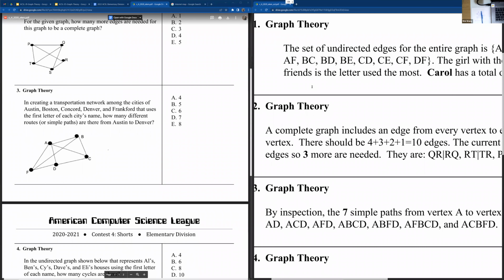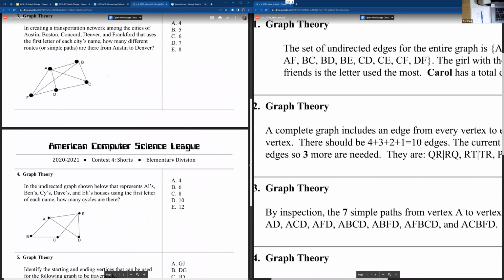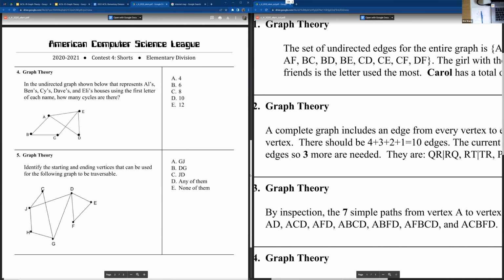Yeah, next question. Don't go down on the answer key because we want to solve it. Okay, don't tell. So number 4, graph theory. In the undirected graph shown below, A, B, C, D, and E represent Al, Ben, Cy, Dave, and Ellie's houses using the first letter of each name. How many cycles are there?